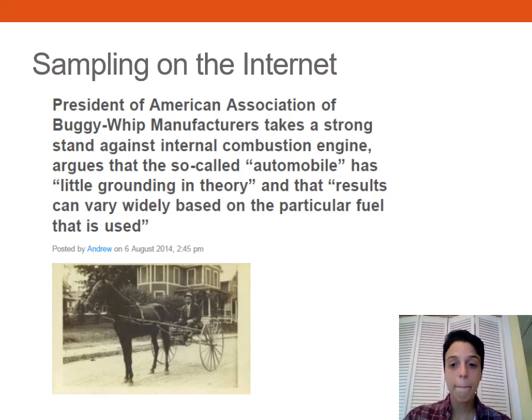So this quote is adapted from things that have been said about internet sampling, such as that it has little grounding in theory and that the results can vary widely based on the kind of internet sample that's used. The point here, though, and this was made by a pretty famous statistician, is that internet sampling is the future, and what we really need to do is refine it and make it good, rather than just keep going on with the old ways of sampling.